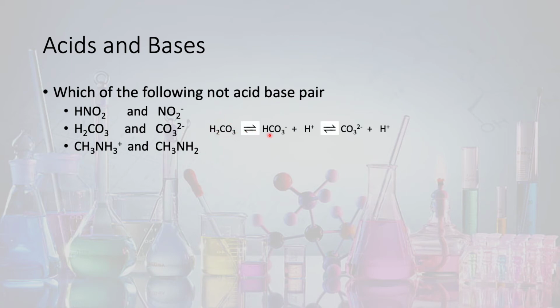H2CO3 must first dissociate into HCO3 negative 1, right? So our Bronsted acid has lost one hydrogen, forming this conjugate base. And under the right circumstances, this can become a Bronsted acid and lose its last hydrogen, forming CO3 negative 2 and a proton in solution. So these two examples are not direct acid-base pairs because of this intermediary compound here.